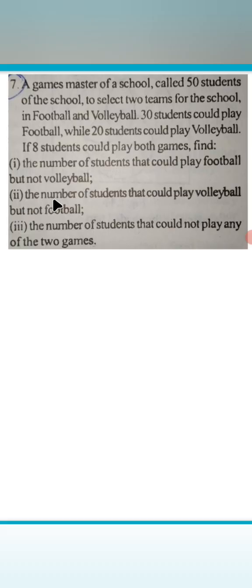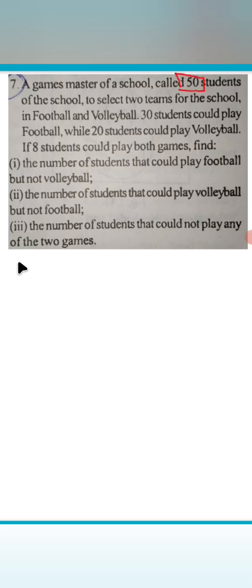The second one says the number of students that could play volleyball but not football. That means volleyball only. And the third one says the number of students that could not play any of the two games, which means they didn't play either of the two. So how are we going to solve this problem? The first thing, we are following the Venn diagram here, so we're going to use a Venn diagram to solve this problem. But before that, we're just going to write out the parameters we are given.